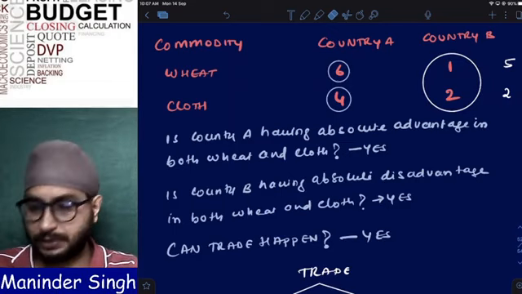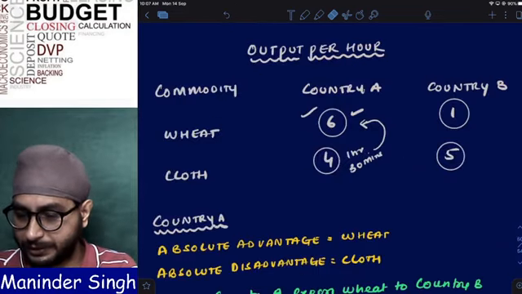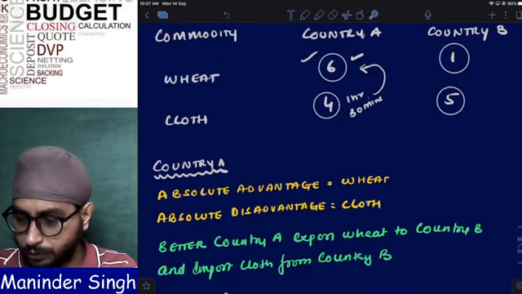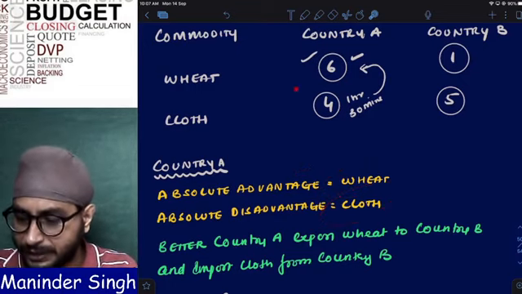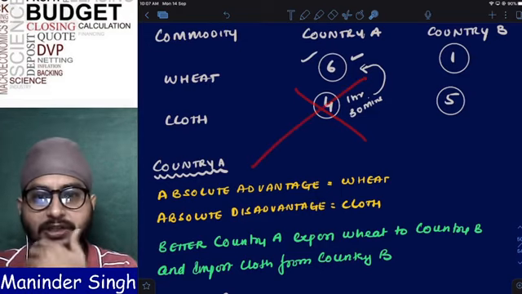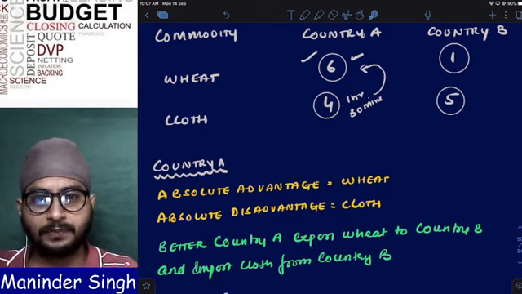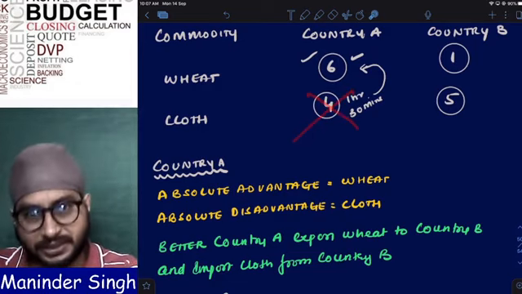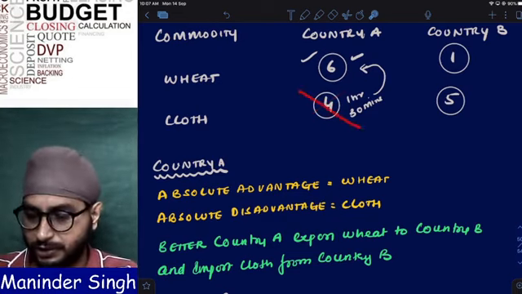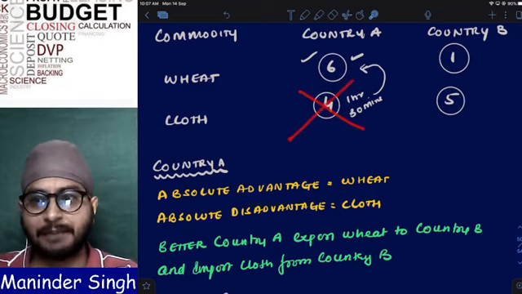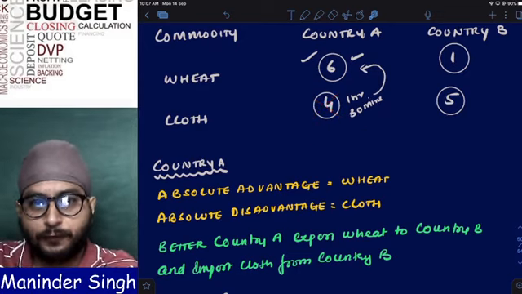In all the cases, I will not stop production because of a simple question. For example, in absolute advantage, what did I tell? Country A, what will it do? It will export wheat, and it will import cloth. Does it mean that I will completely stop producing cloth in my country? No. I will produce in my country also, and I will import also. Why? Even though I am having a disadvantage, still I am producing in my country. Because if I stop production of cloth in my country and become completely dependent on the other country, what will happen? Everything will be imported.